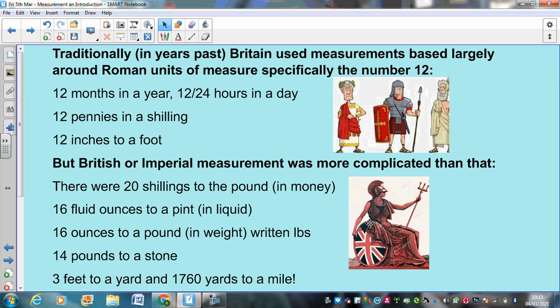We have 3 feet to a yard, even though it's 12 inches to a foot. There's 3 feet to a yard. And then 1,760 yards to a mile. Really pretty confusing, I'd say. Probably wasn't so confusing if you were around at that time, because that's all you would know.